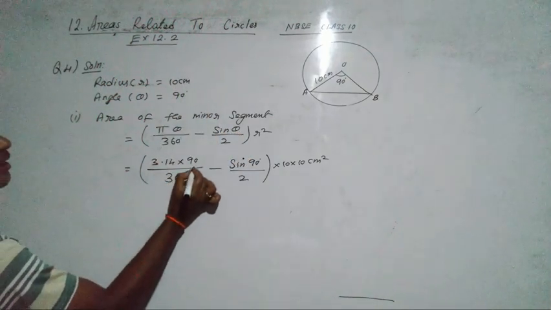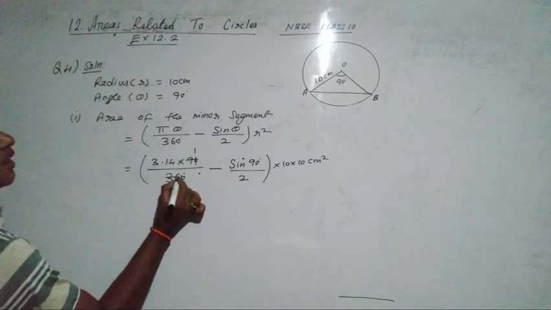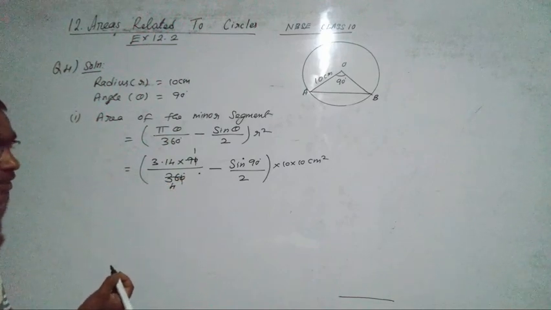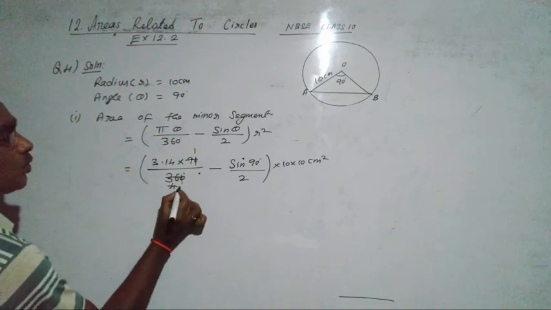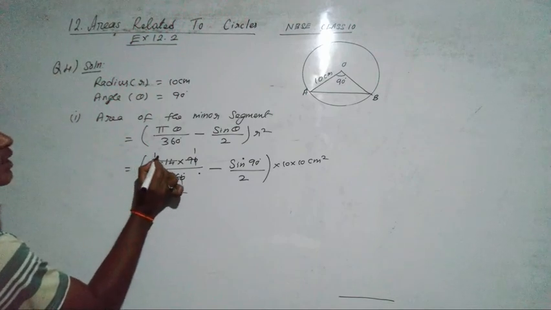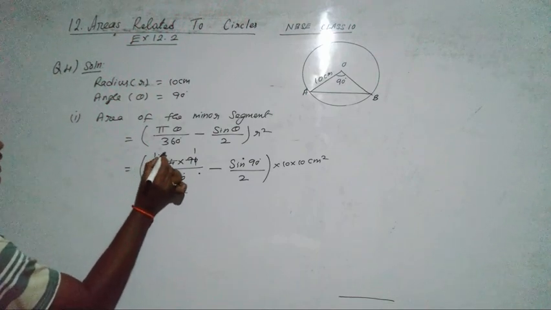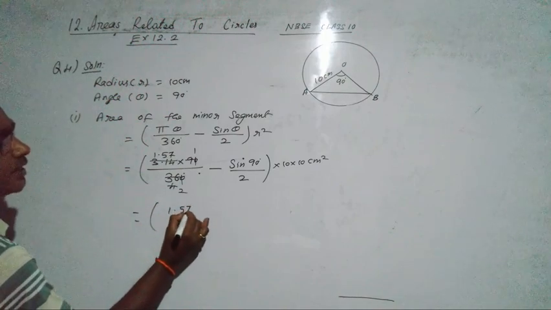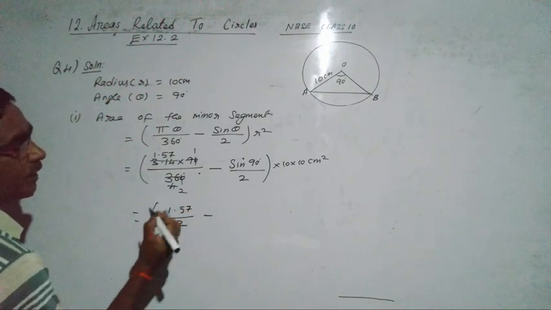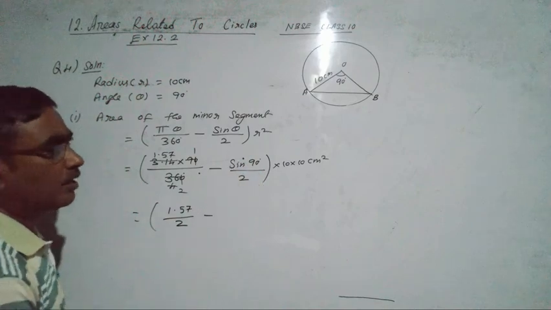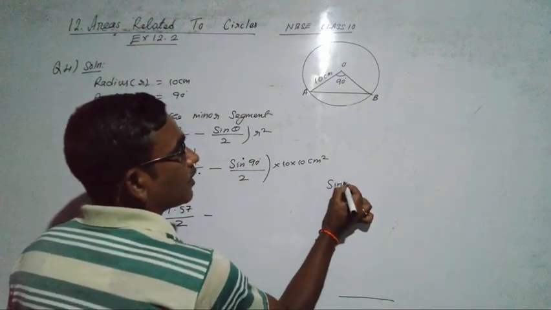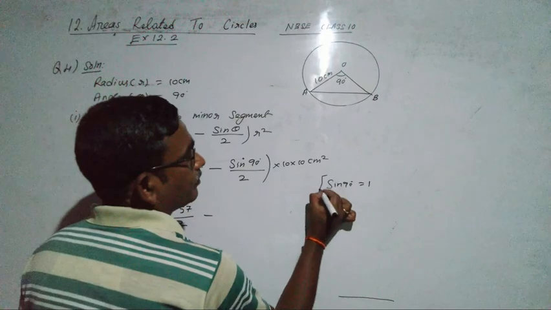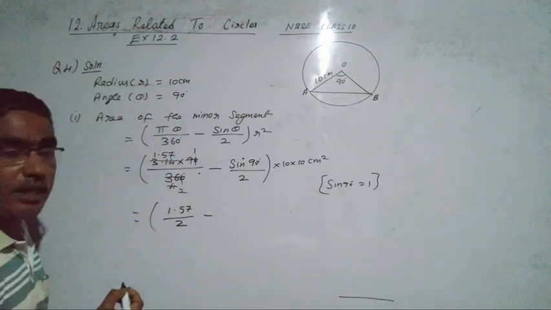Okay, let's simplify. 0 cut off. 9 ones are 9, 9 fours are 36. 2 twos are 4, 2 ones are 2, 2 fives are 10, 2 sevens are 14. So it comes here 1.57 divided by 2 minus, what is sin 90? We know that sin 90 is equal to 1. Okay, sin 90 value is 1.